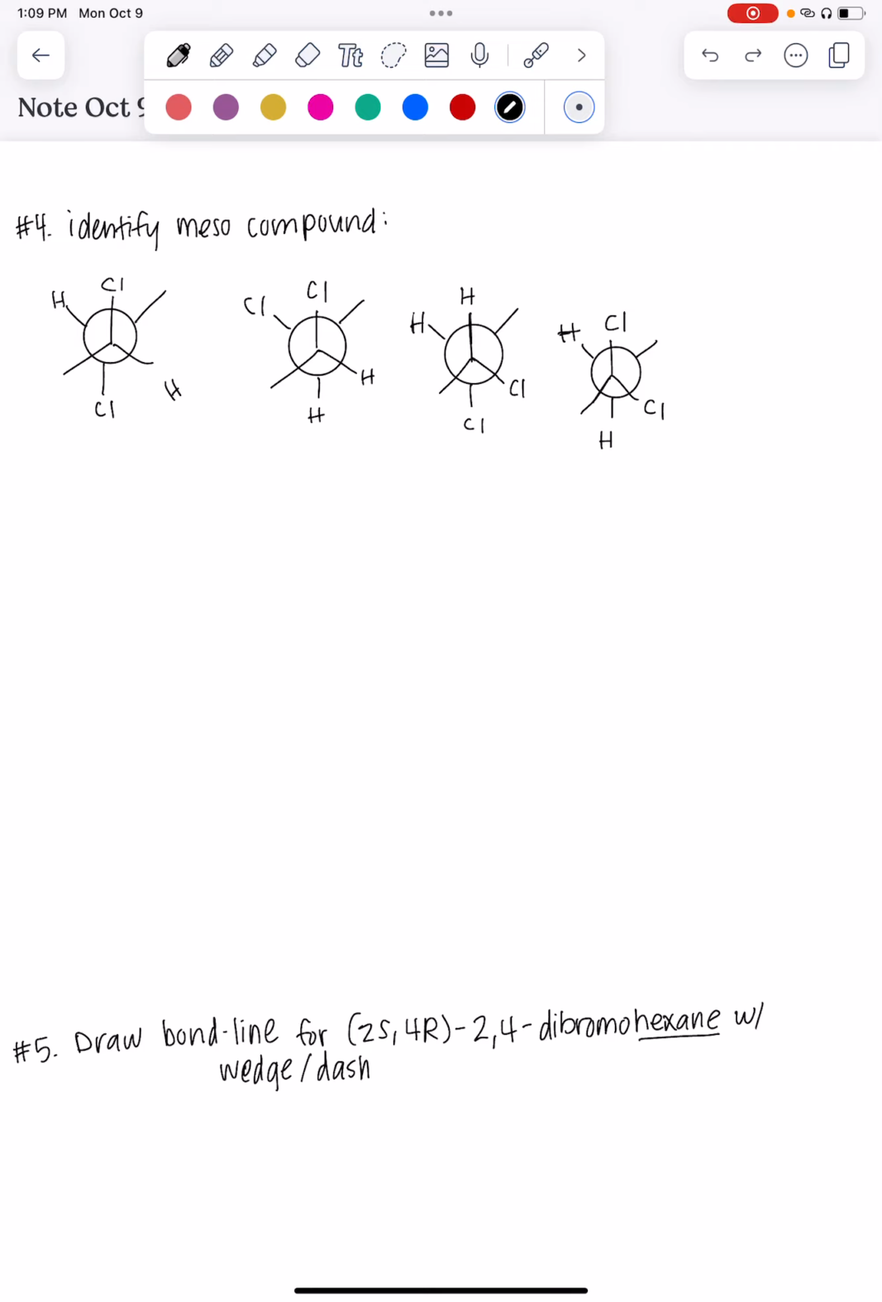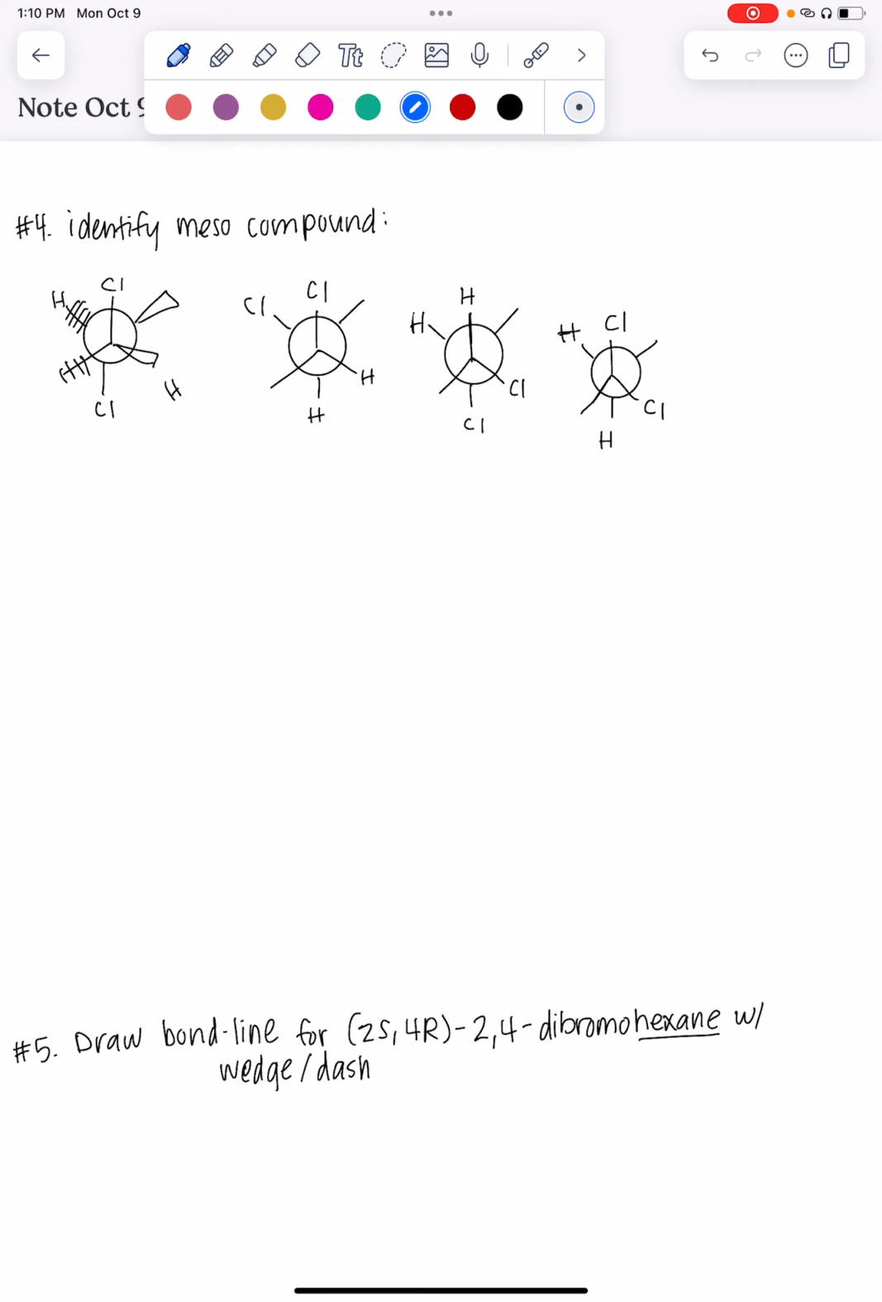Okay, so the way that I would approach number four is probably by drawing a sawhorse projection. And the way that I visualize this is I split the molecule down the middle here, and then I assign left and right either away from me or towards me. So I like to say that the left is going away from me and that the right is coming towards me. And then I can draw my sawhorse projection.